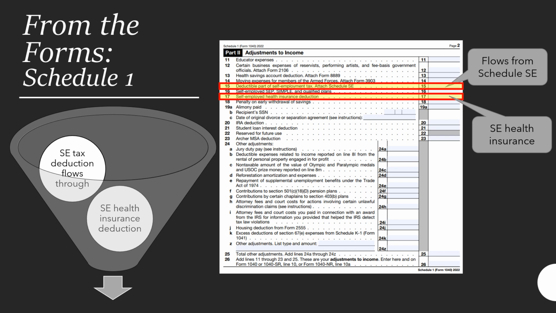And so again, keeping a level playing field as much as possible between our self-employed individuals and employees, we're going to allow the self-employed individuals to have an adjustment to their income.